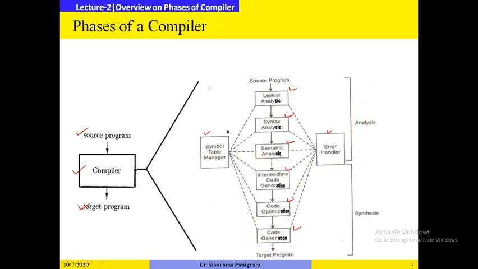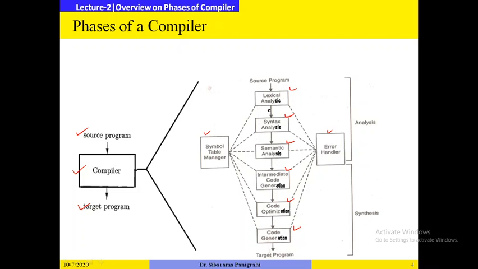Suppose you have written a C program, and within that you have written a function. Suppose within that function you have declared a variable A, and that variable is only visible within that function. It cannot be visible to the main function. So this information is called scope information. To keep track of scope information, we use the symbol table.